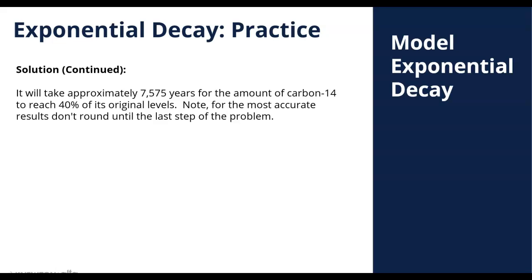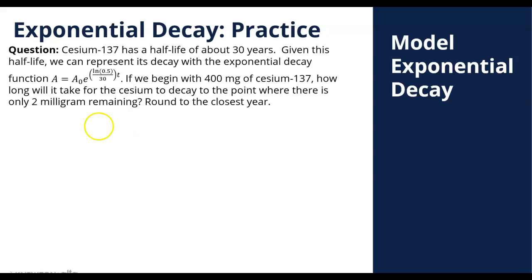Also take note that to get the most accurate results, don't round until the last step of the problem. That means you don't get ln of 0.5 first, for instance, and then round it off to some decimal places. So you do the rounding on your last step. So you just input ln of 0.5 and ln of 0.4 in your calculation and do the rounding on your last step.